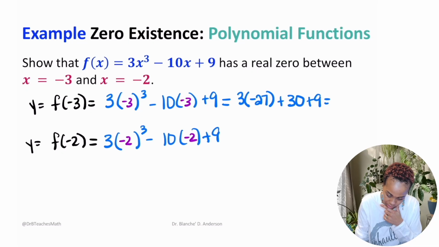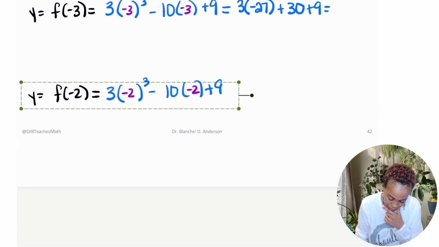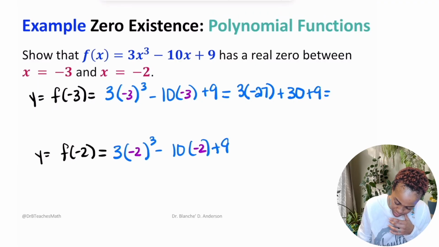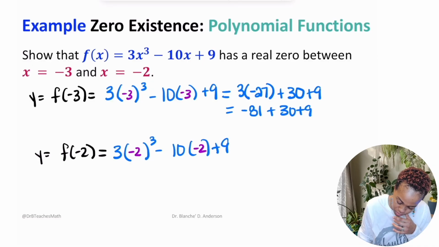So let's stop there, because I'm probably running out of room. Okay. And then if you put this in your calculator, you should get minus 81 plus 30 plus 9. And when you put that in your calculator, make sure you can still see that, you end up with negative 42.